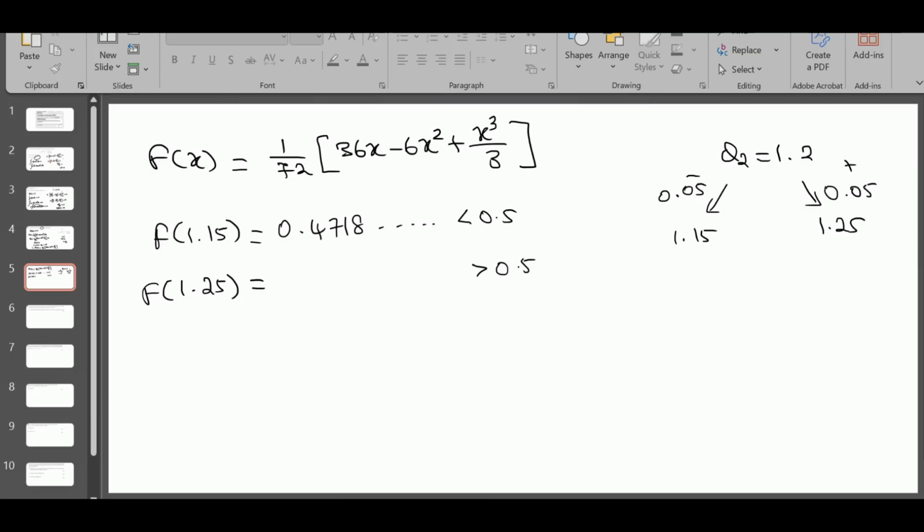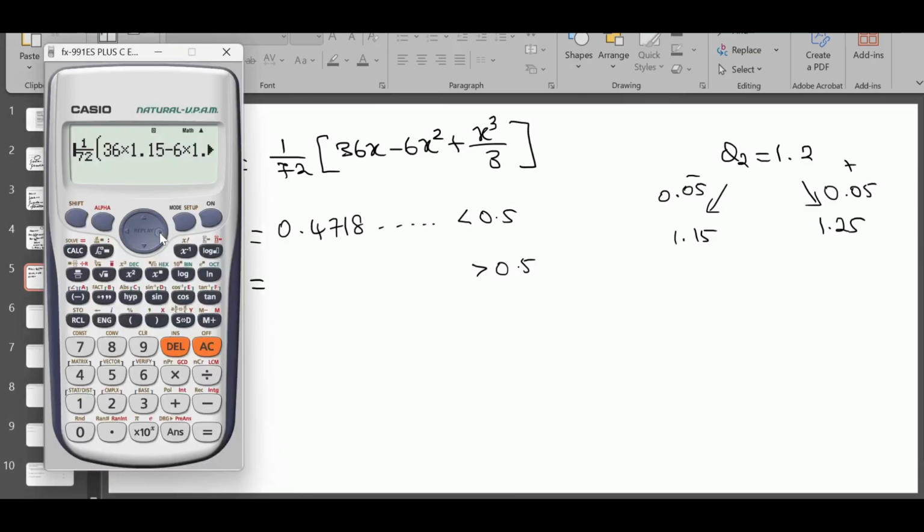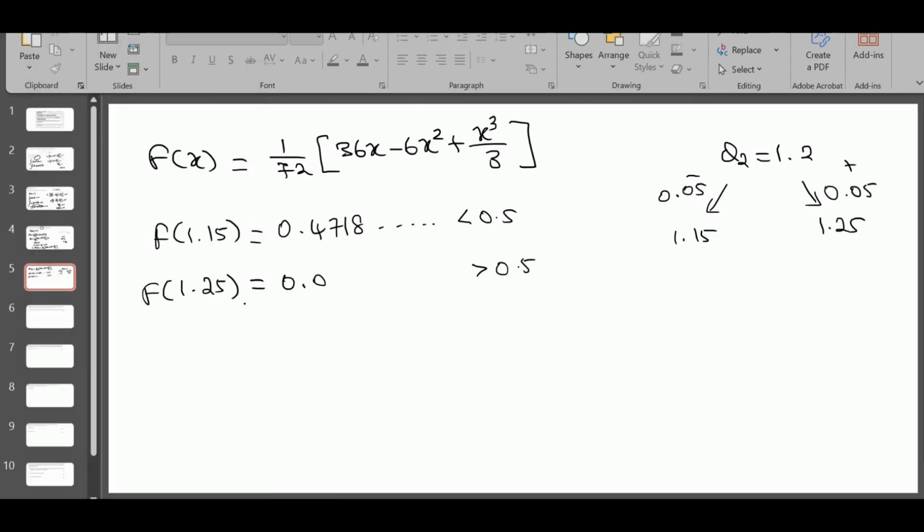0.471888, less than this. Now I'm going to sub in, change 1.15 to 1.25 now. 1.25 here, 1.25 here, 1.25 here, 0.503, etc.